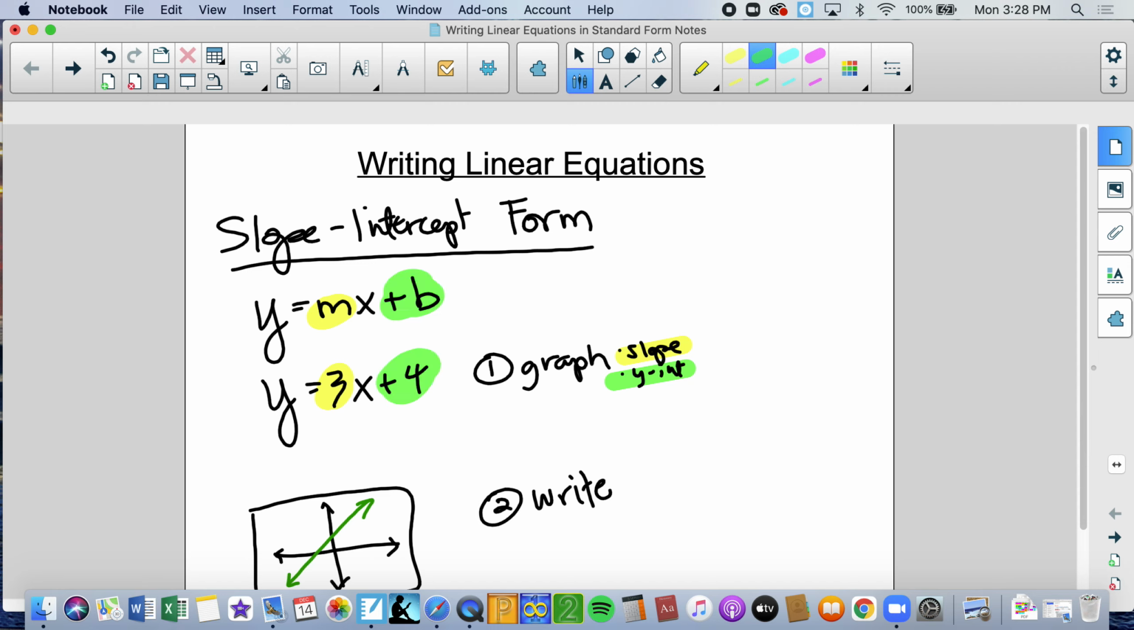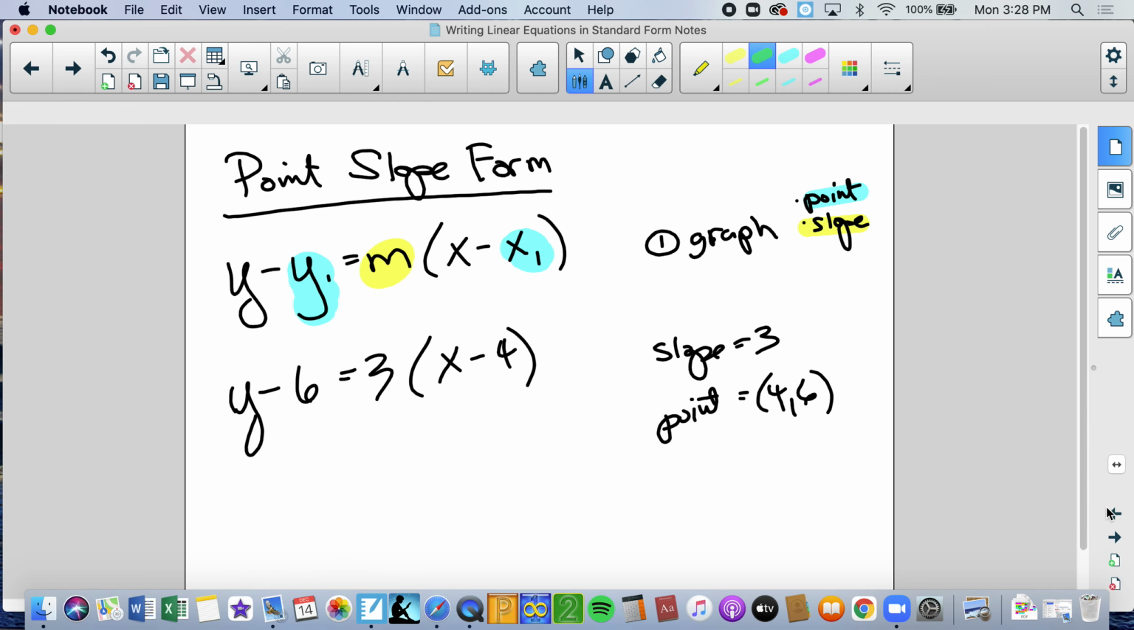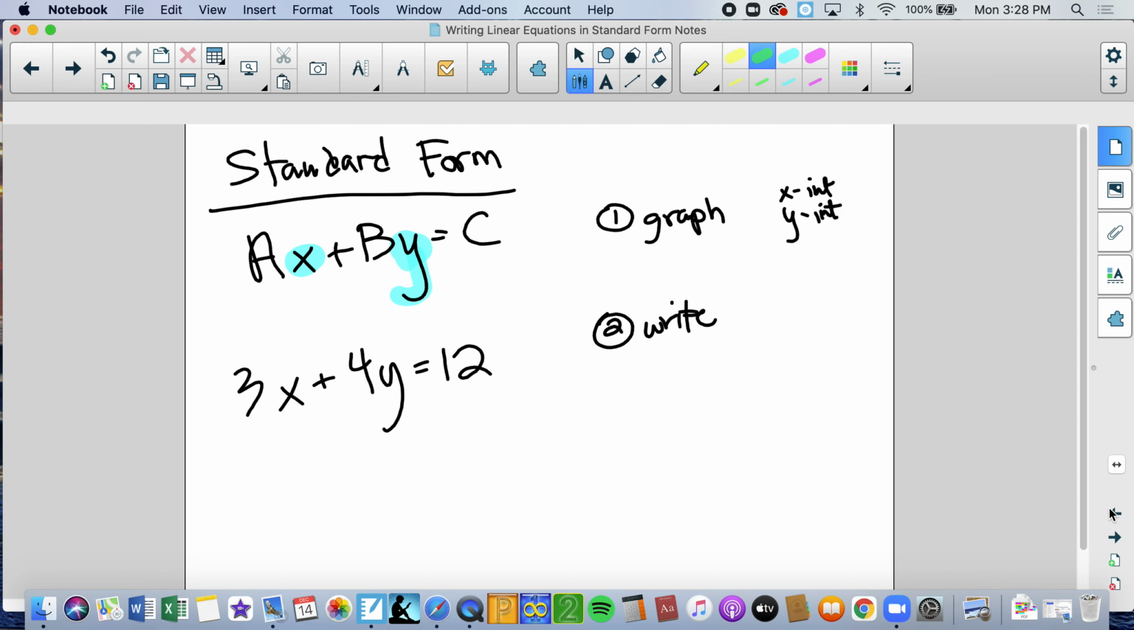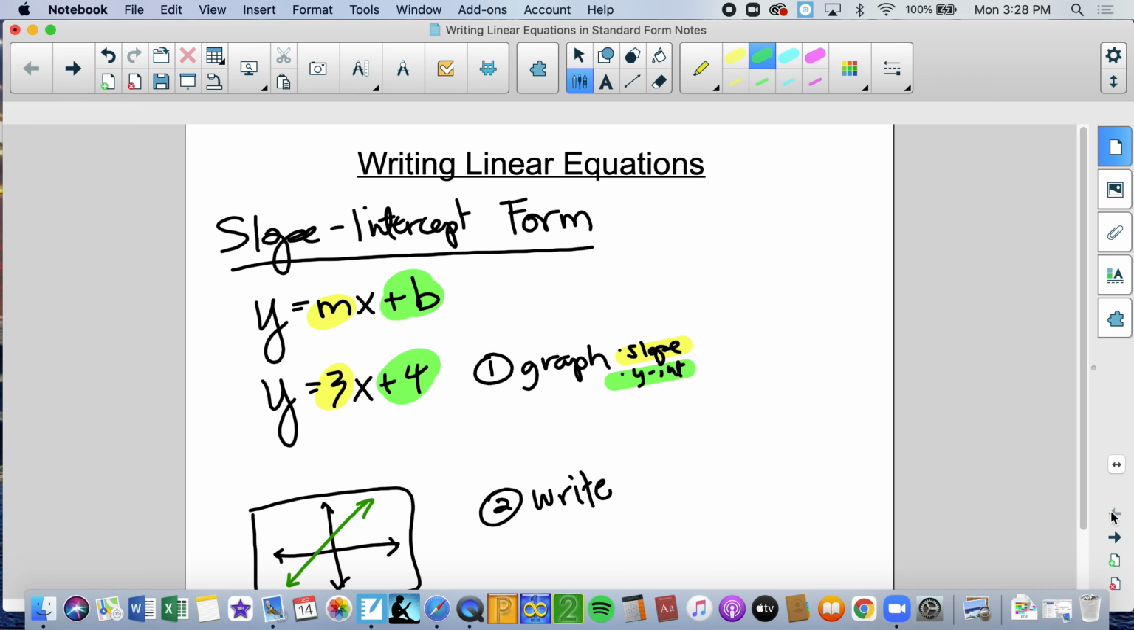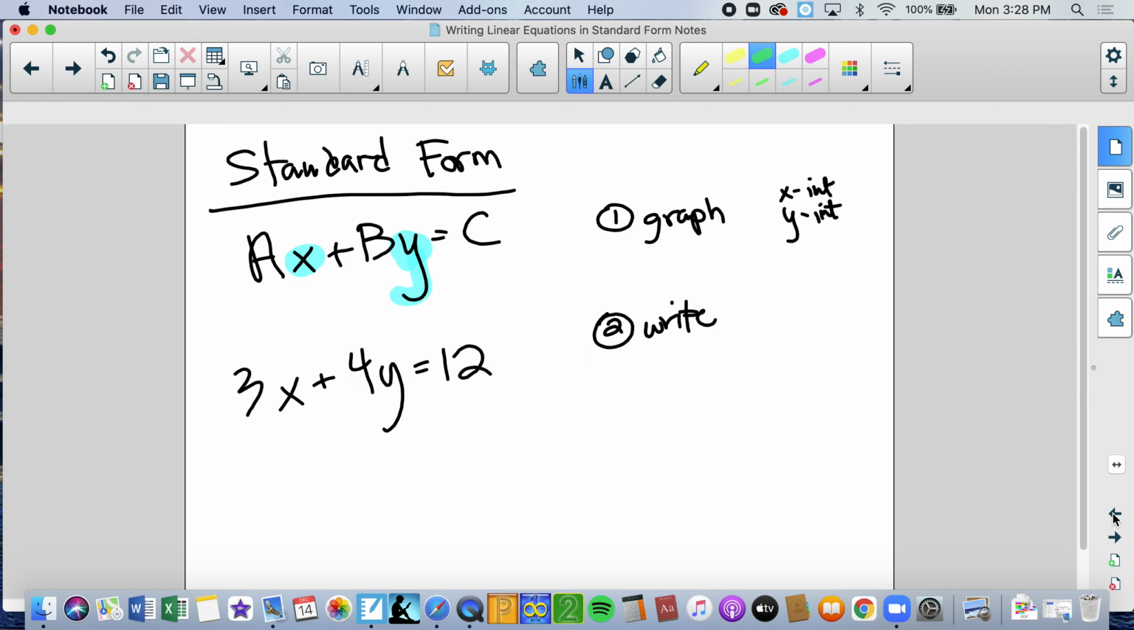So it's important that when we learn to write, we're going to use that information to write those equations. The difficulty is that with standard form, we really can't plug into its native form. We're going to have to use either slope-intercept form or point-slope form to help us initially write an equation, and then we will manipulate that equation so it will be in standard form.